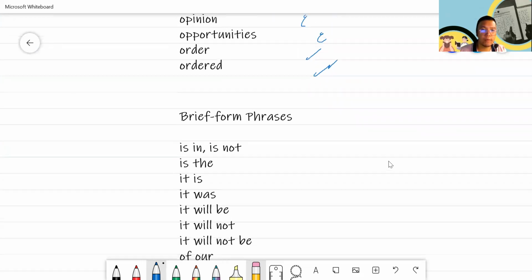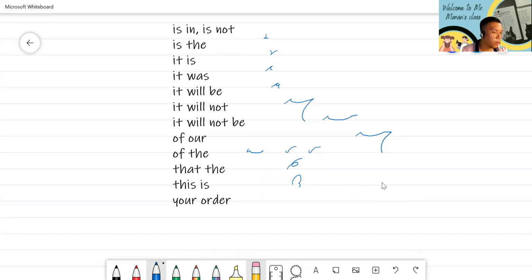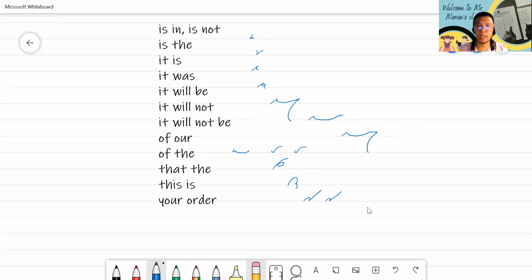All right. So let's have the brief form phrases. We have is in, is not. Is the, it is, it was. It will be, it will not, it will not be, of our, of the, that the, over is, and then the. This is, of course, the this and is. Of course, we have the your order. Let me write it again. This is, and then your order. So far, that is lesson number 7.